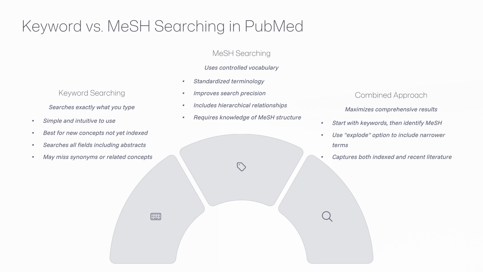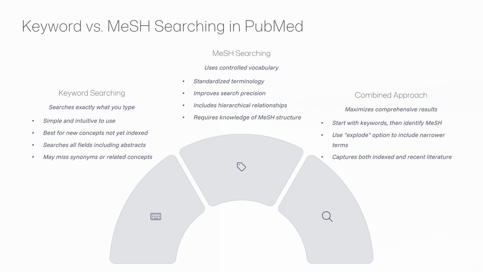MeSH searching is controlled vocabulary. So each paper that gets published or indexed in PubMed has MeSH terms applied to it by library information scientists or probably AI nowadays. And it uses standardized terminology. So it has standardized terms for disease states or medications, and it helps improve search precision. And it basically helps you look through the literature more efficiently.